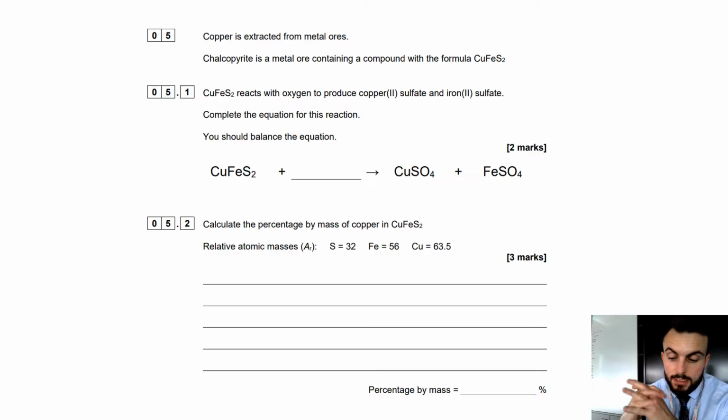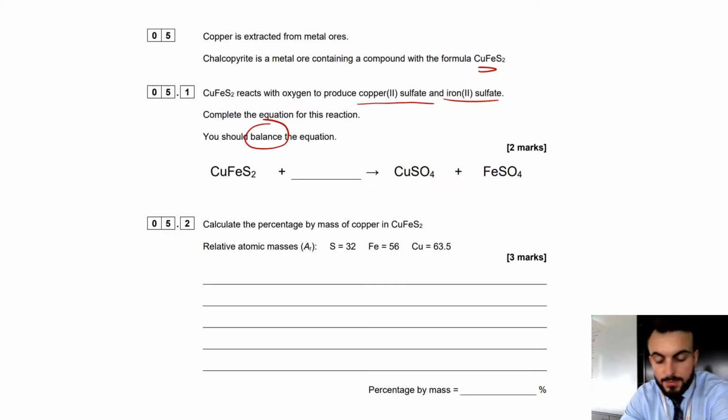Copper is extracted from metal ores. Chalcopyrite, however you pronounce that, is a metal ore containing a compound with the formula CuFeS2, which reacts with oxygen to produce copper 2 sulfate and iron 2 sulfate. Complete the equation for this reaction. You should balance the equation. You need to make sure that there are the same number of atoms on each side of the equation. First off, we'll put whatever element goes in the gap.